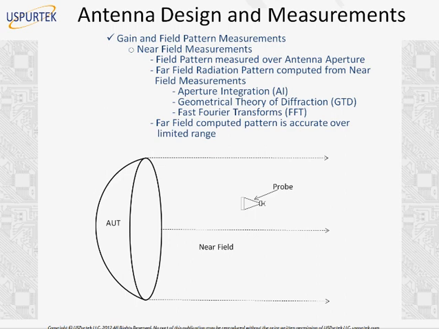Another option is that this is not a very expensive technique, because from the near field measurements you can calculate the far field radiation pattern. That is also possible. You use certain techniques like aperture integration, geometrical theory of diffraction, and fast Fourier transforms to take in the near field measurements and build a far field radiation pattern out of it. Of course, there will be a limitation. Because it's a mathematical model, there will be slight variation from the actual one, but it's practically useful.